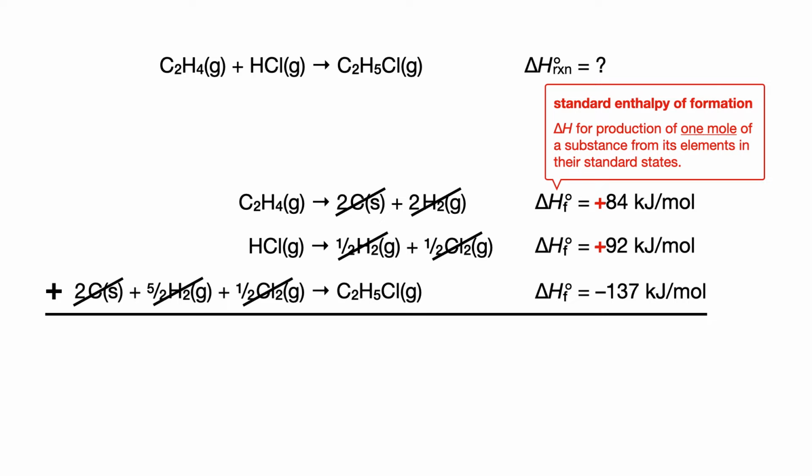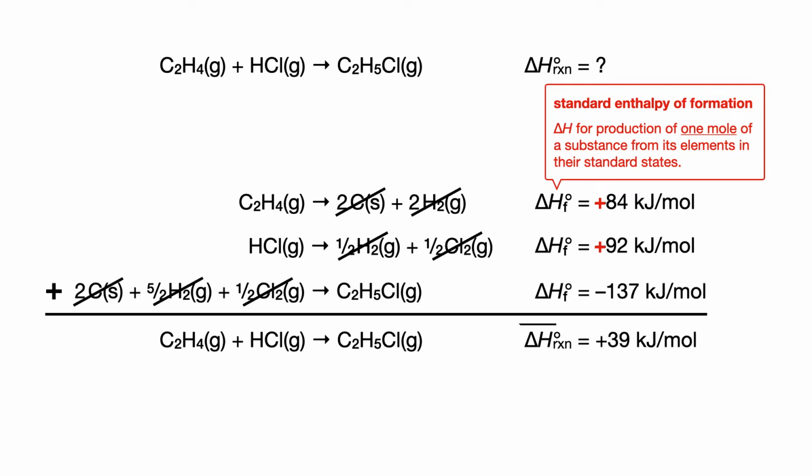And when we add these together, we're left with our original reaction, C2H4 gas plus hydrogen chloride gas gives us C2H5Cl gas. And the enthalpy change for that original reaction we get by adding together the delta H values for these 3 subreactions. And so that gives us an enthalpy change for our original reaction of positive 39 kilojoules per mole.